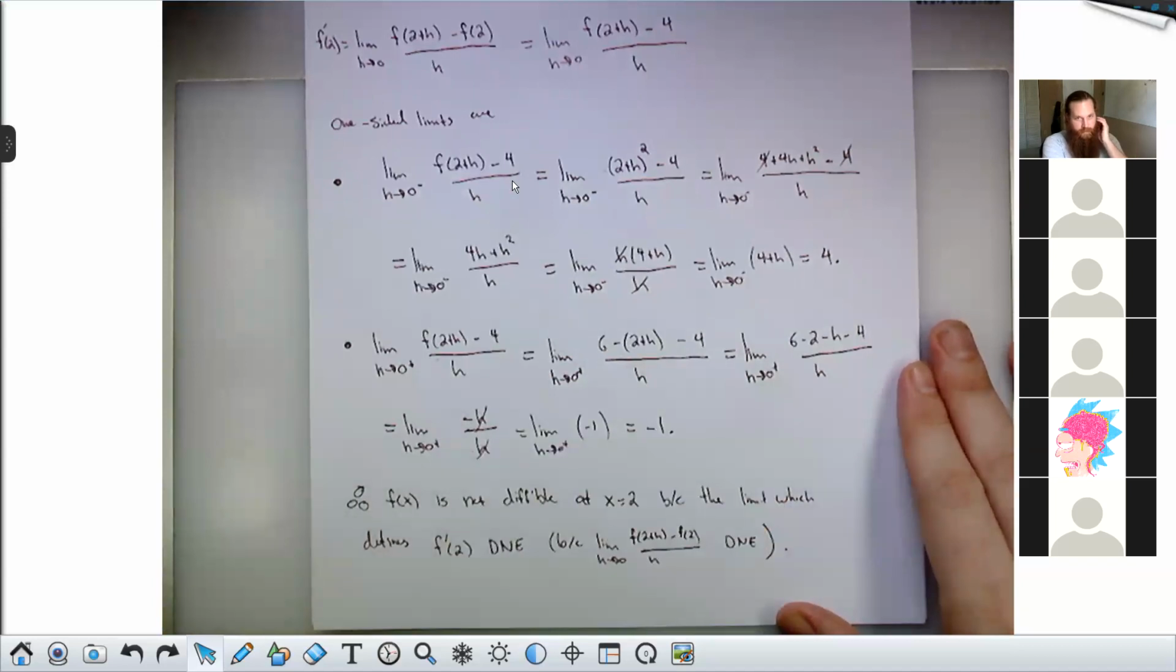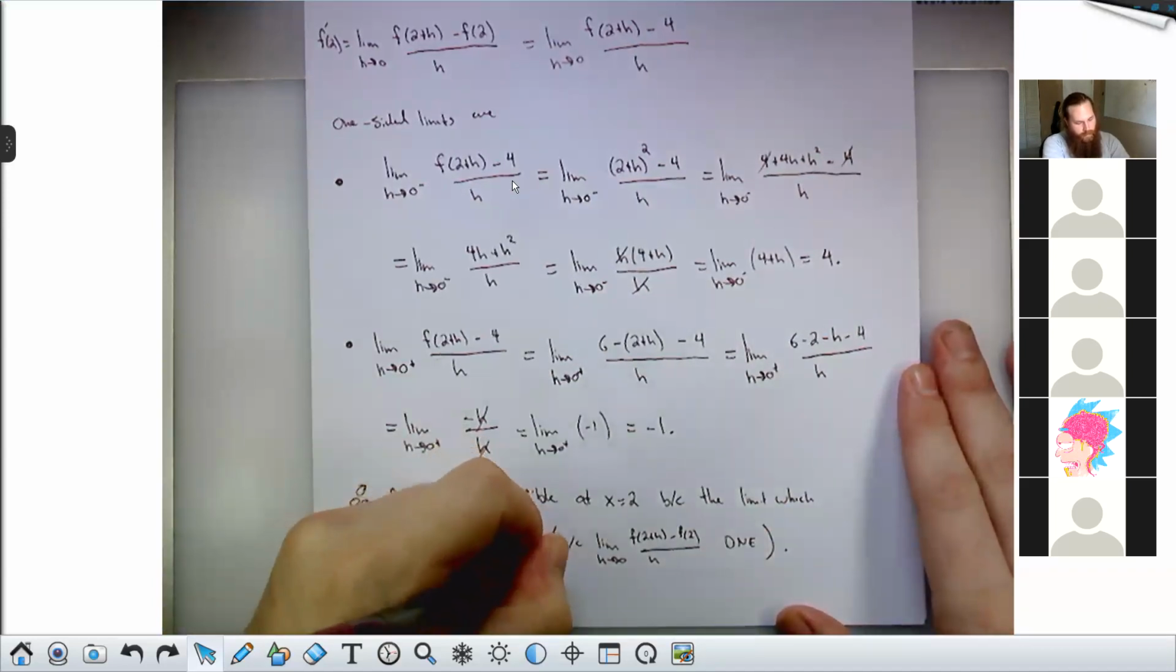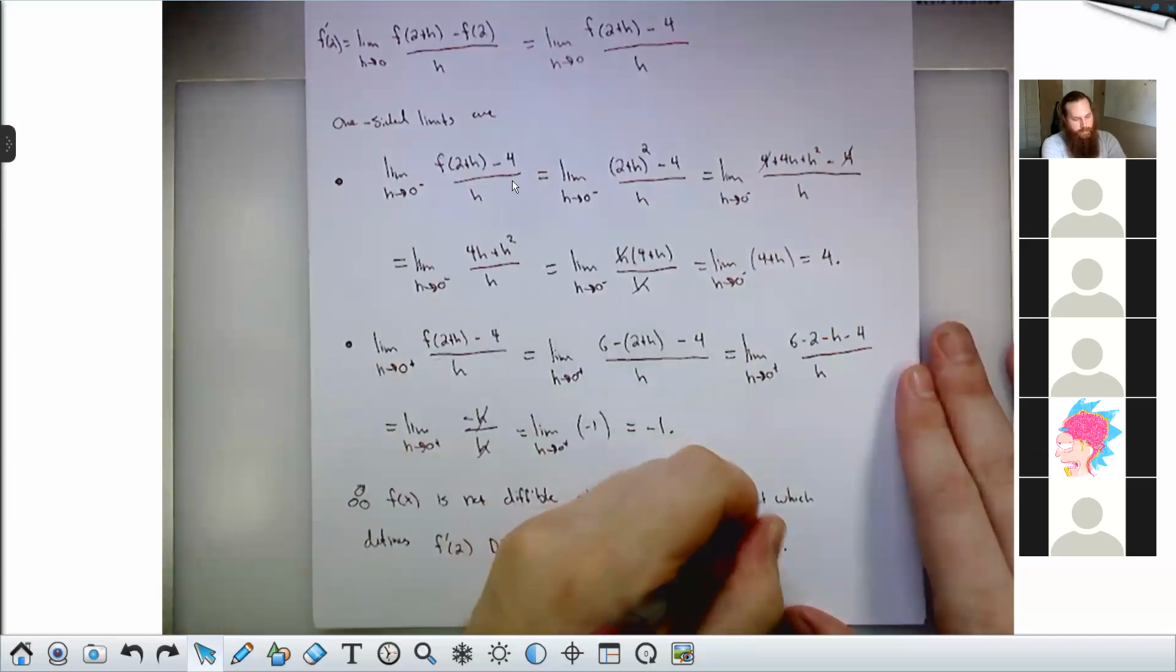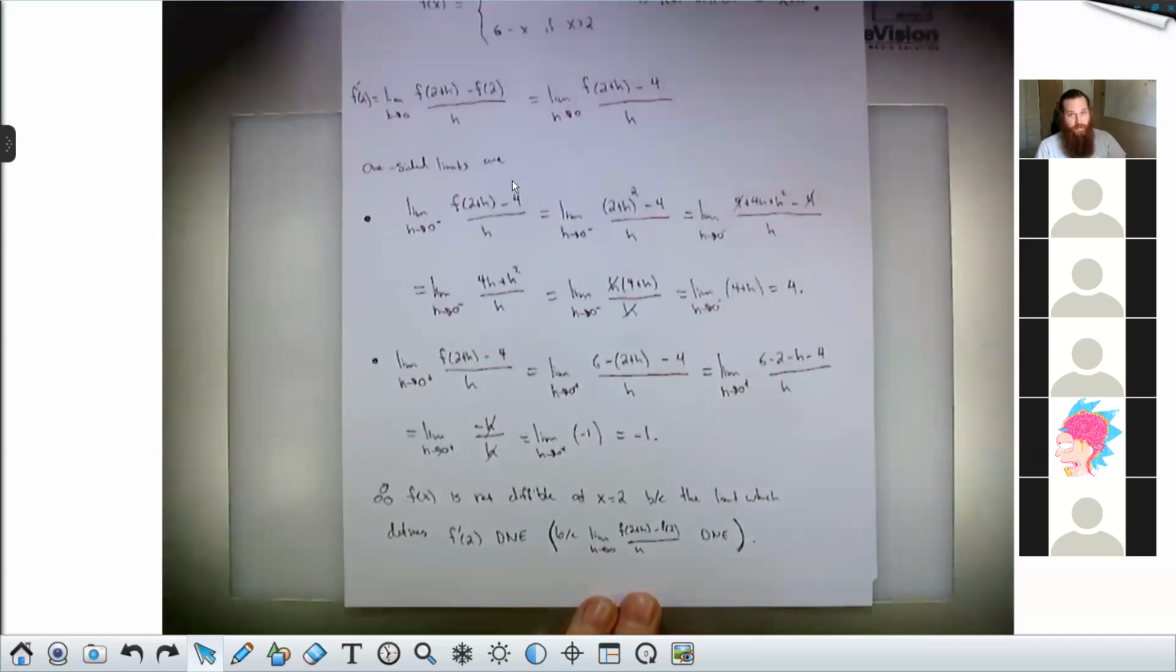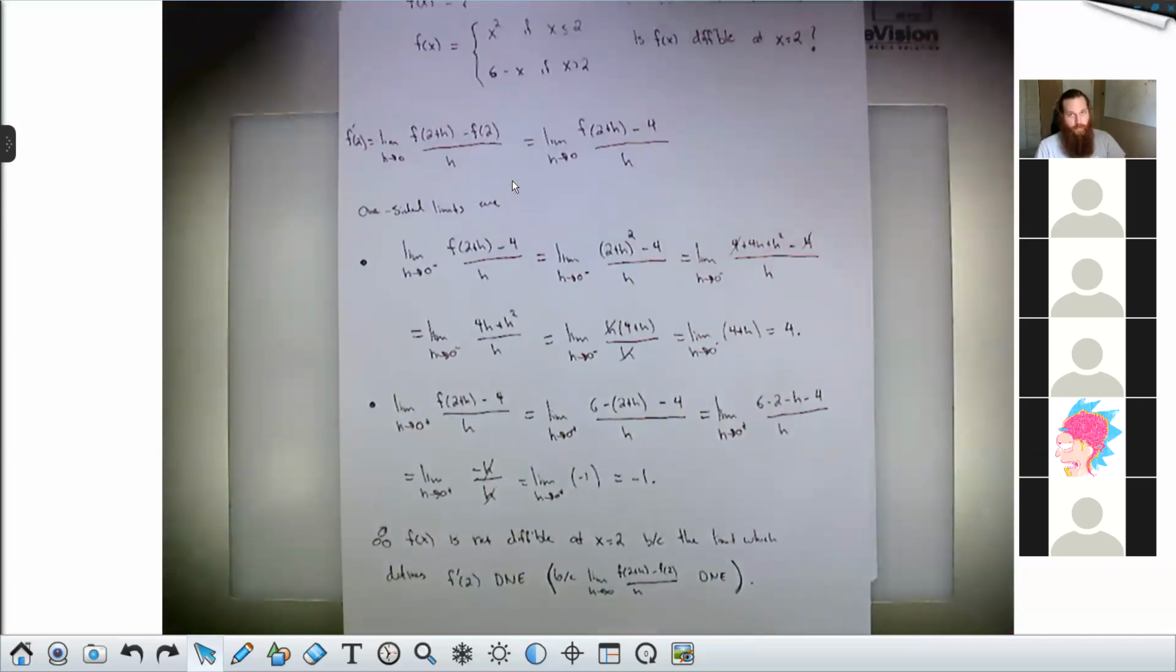You guys see the distinction there? It's a subtle and small distinction, but it's something that I encounter a lot. This is basically the difference between showing a function is differentiable and showing a function is continuous. This function is continuous at 2. You can see that from the graph.